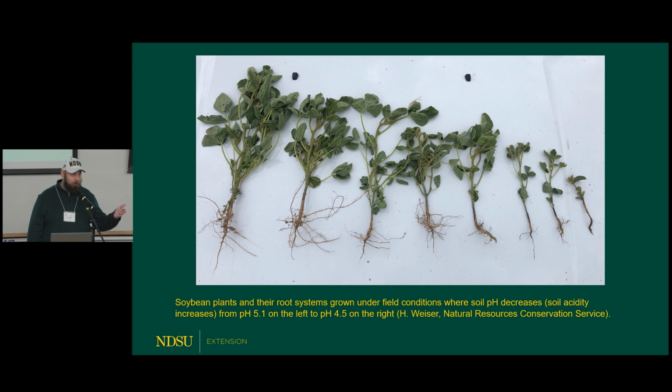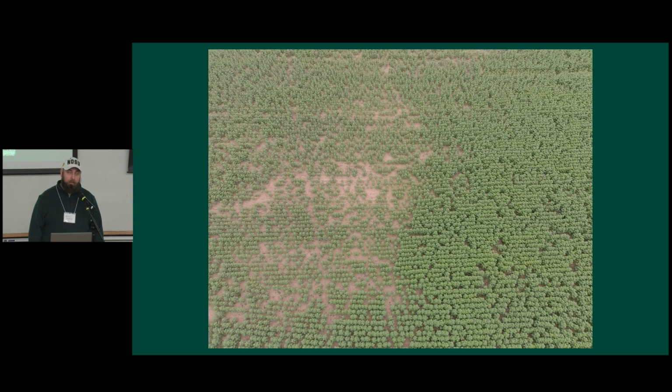Soybeans really don't like this issue. You can see this is on the left. The pH is 5.1, which is still not great. But the plant on the right, it's kind of that progression into a 4.5 pH, right? So as that becomes more acidic, that plant becomes more stunted, the root system becomes more stunted, and you definitely see some yield loss there, right? So you can get stunting, and in some severe situations, you can see complete stand loss.